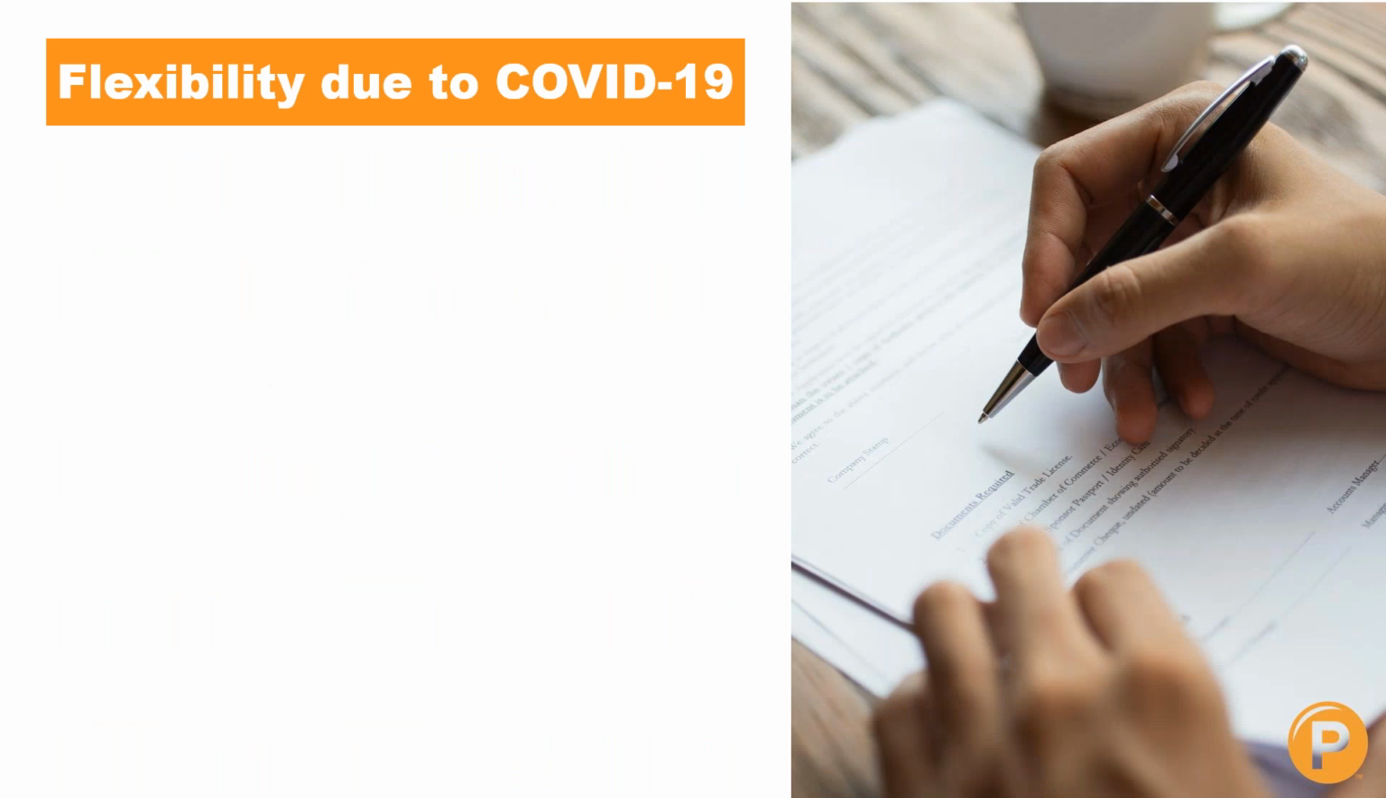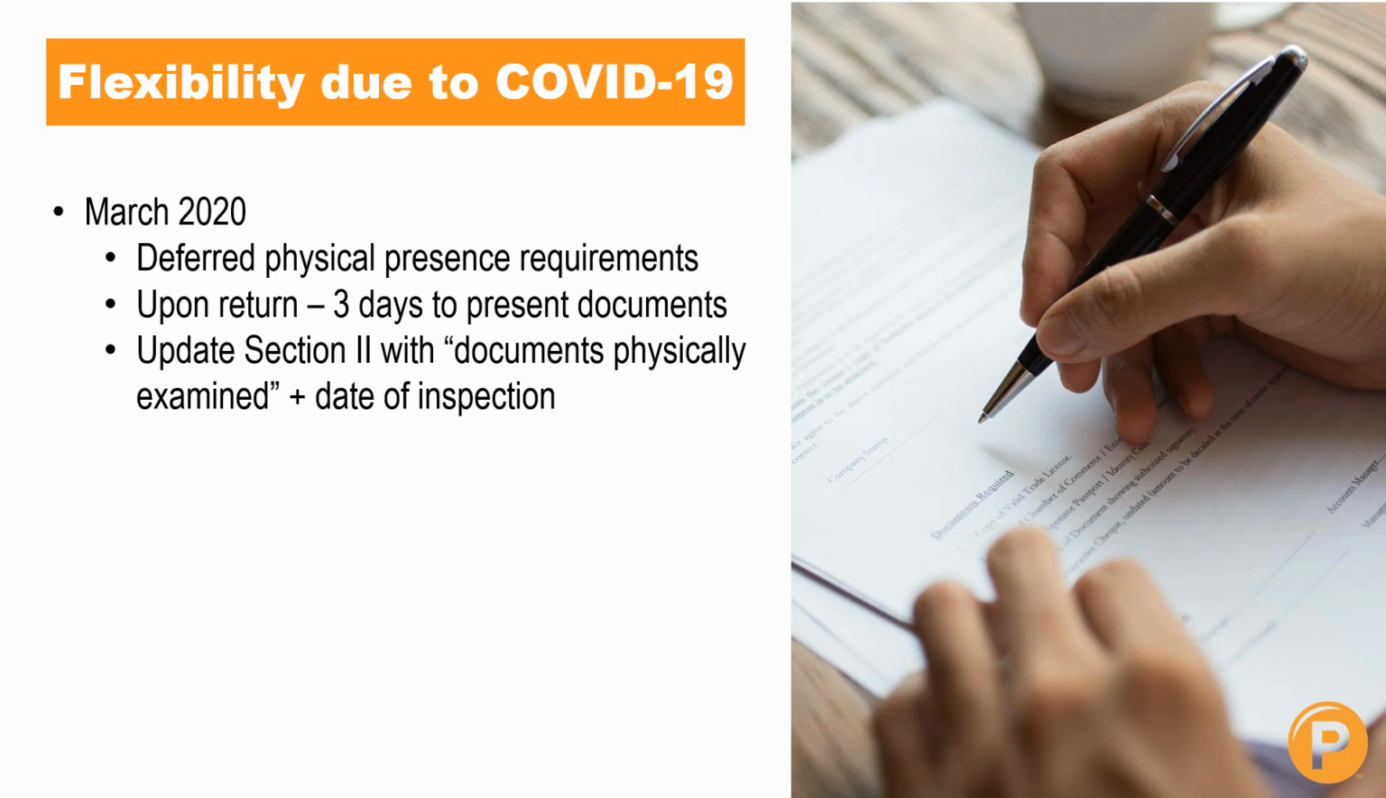Now, in addition to the new form that was published in the beginning of 2020, in March of 2020, ICE actually made an announcement that due to COVID-19, they would be deferring physical presence requirements to present employment authorization documents until employees were cleared to return to work. Now, upon an employee's physical return, the employee has 3 business days to present the documents for the employer to physically inspect. So in addition, the employer would need to update section 2 or 3 with additional information. In the additional information field of the I-9, they'll need to write in, word for word, "documents physically examined," and then the date that you examined them.